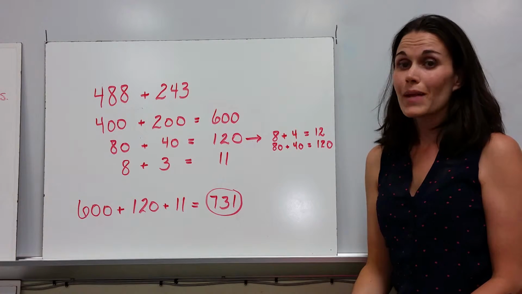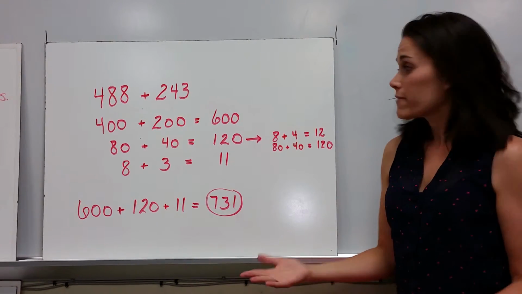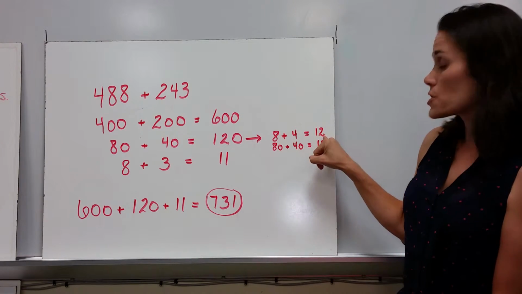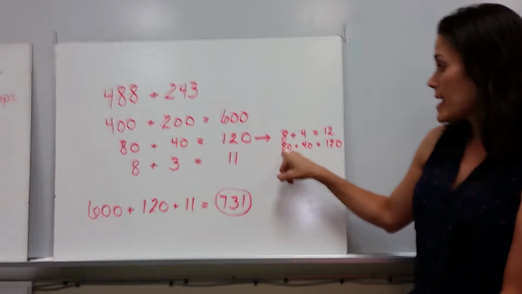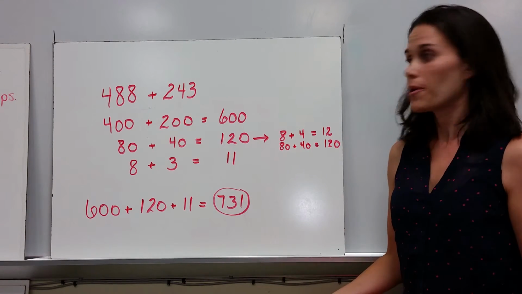Sometimes students have trouble adding when it's over 100. So what I like to tell everyone is if 8 plus 4 is 12, then 8 tens plus 4 tens is 12 tens. You're just adding a 0 on.